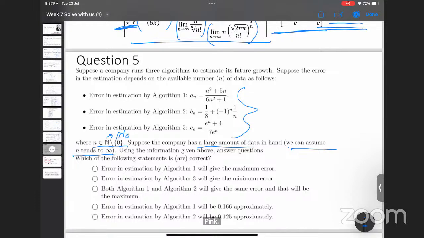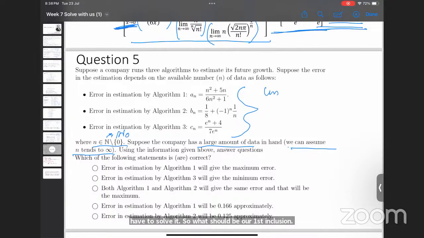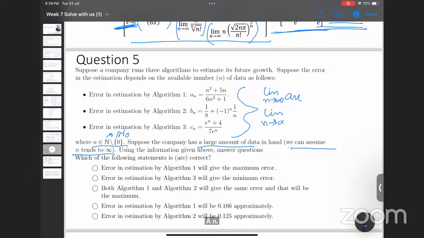So what should be our first intuition? That we have to evaluate these three limits, right? The limit of a_n as n tends to infinity, the limit of b_n, and the limit of c_n. Okay, so let us see. Our target is to evaluate these three limits. So what is the limit for a_n?